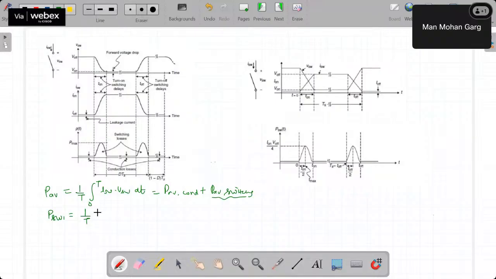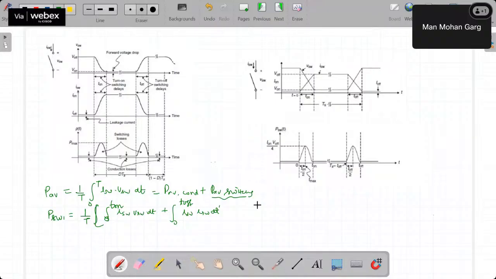Then this will be just from 0 to T on. During that period, 0 to T on, we need to know what the current equation and the voltage equation are. So I_SW, V_SW, dt. Plus, if I take this as a waveform, then during this period T off, what are the losses? If I say it to be 0 to T off, then this I_SW, V_SW, dt during this new time reference, that will give me the switching losses.